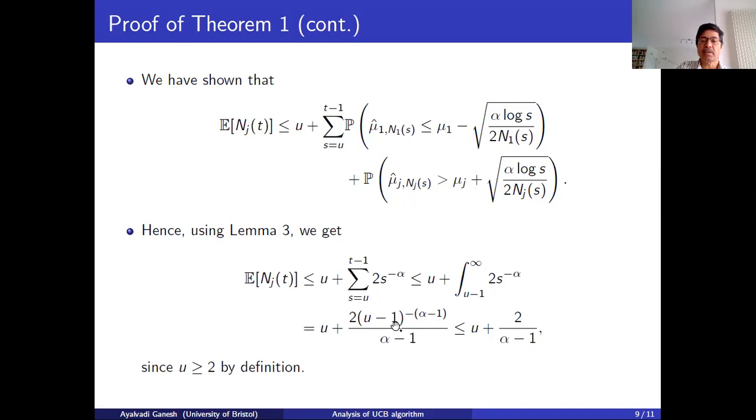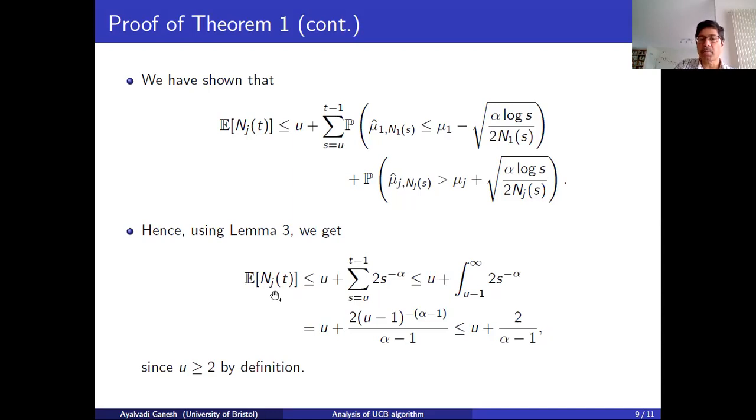So U minus 1 is at least 1. And it's being raised to a negative power here, so this quantity is at most 1. And so you get the bound that it's u plus something. Okay, that's a bit fast, but all I want you to take away is that the second term can be bounded by a constant. So the first term is u, the second term is a constant. And so that's the bound on the expected number of times that arm j is played.